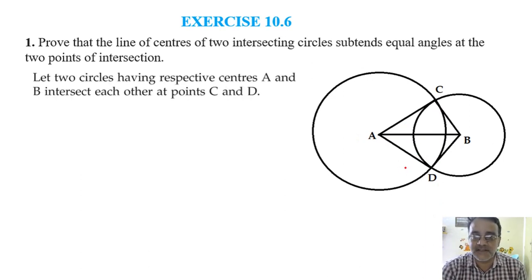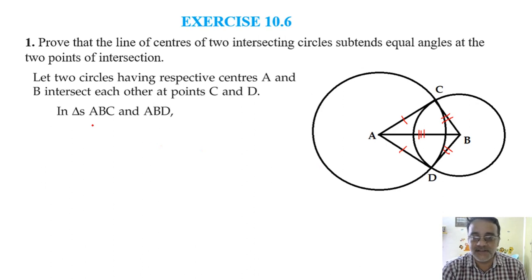Let two circles having respective centers A and B intersect each other at points C and D. Now we are going to take these two triangles. We are going to prove these two triangles congruent. So these two sides are equal. Why? Radius of the circle. And these two sides are also equal, radii of the circle. And what about this side? Common side. So these two triangles are congruent by which criteria? SSS criteria. Very good.